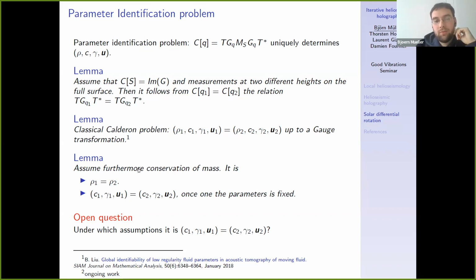And now for the sun, we have conservation of mass, of course, and also the parameters have to be real. And therefore we can, in some kind, work around this gauge transformation. So we can prove that ρ1 is equal to ρ2, but for the other parameters we have problems. So here we have only equality if we assume that one of the parameters is fixed. And an open question is if this is really the case, or if we just haven't found the best way to work on it.